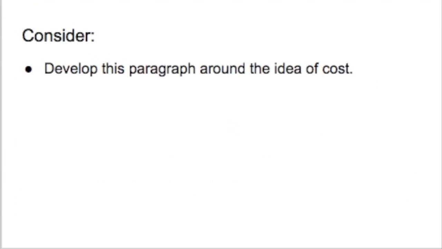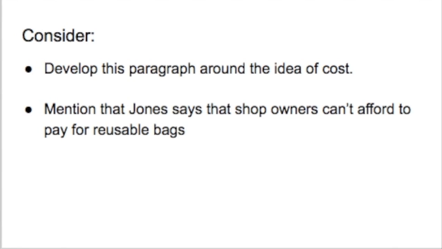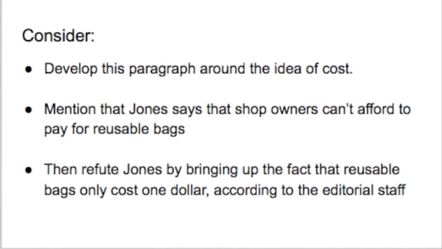I would instead focus it on just talking about saving money and then use the rest of that paragraph to develop the saving money theme here. Or just focus the topic sentence on the environment and then explore the topic of the environment in the rest of the paragraph, right? So this is just how you could do it. You could consider developing this paragraph just around the idea of cost. And so you could mention that Jones says that shop owners can't afford to pay for reusable bags, which is a point from Jones's letter, right? Then you could counter that by refuting Jones and bringing up the fact that reusable bags only cost $1 according to the editorial staff.